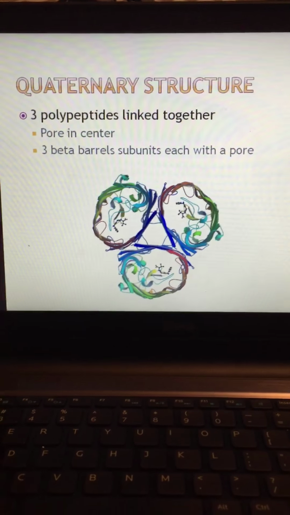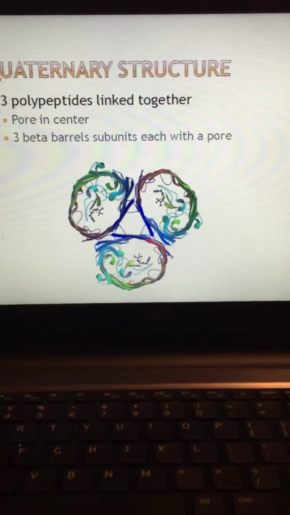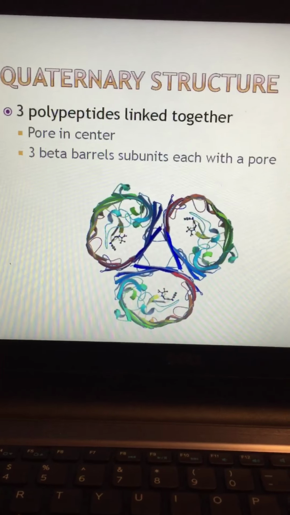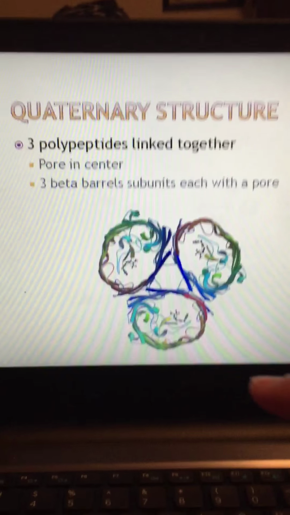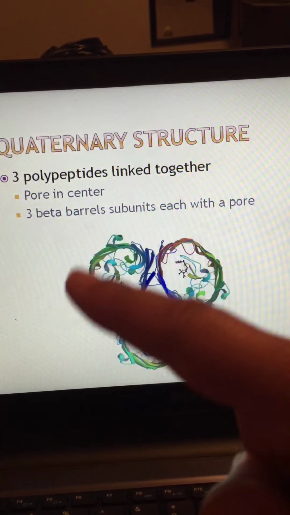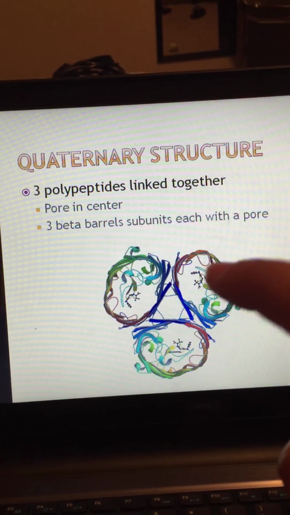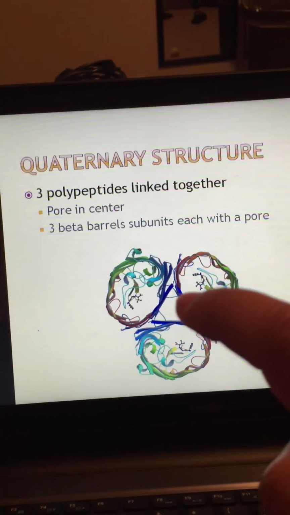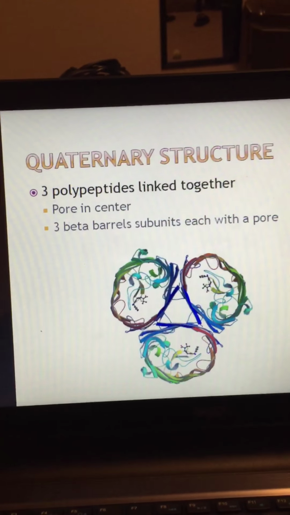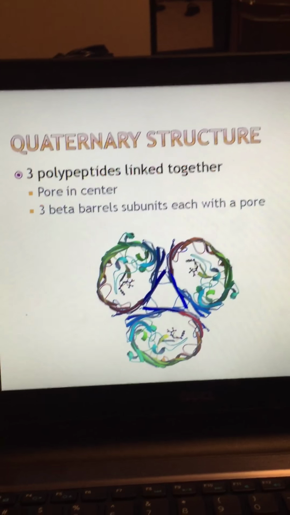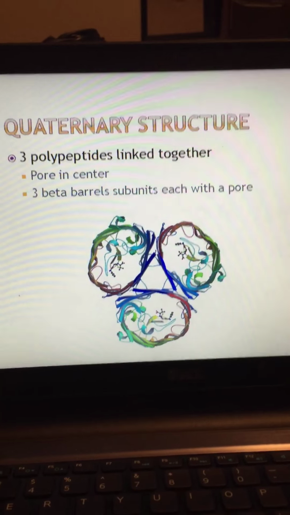So the quaternary structure has 3 polypeptides linked together, and each is a beta barrel, and each has a pore in the center as well as a pore in between the polypeptides. So this is a beta barrel, that's a beta barrel, and that's a beta barrel. On the inside, there's a pore in these three beta barrels, and in the middle is the cluster that holds them together. Since they're all linked together, they can diffuse into one another easily. The 3 beta barrel subunits have 1 pore each.